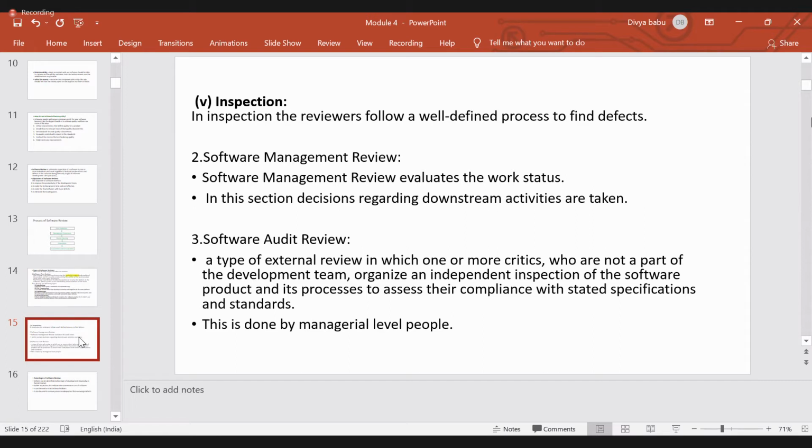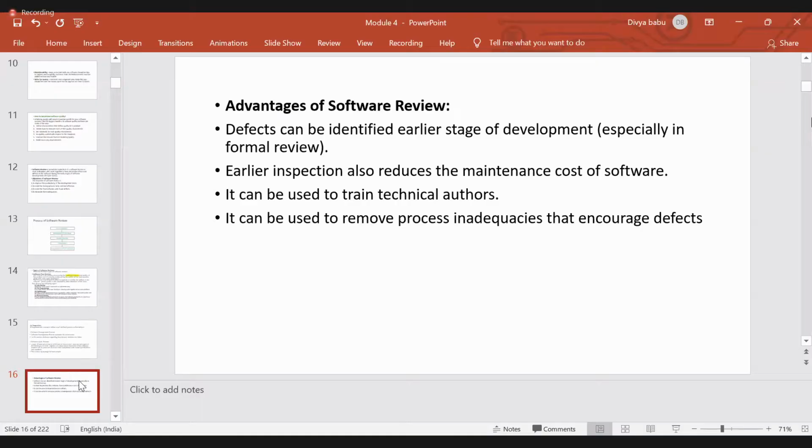Suppose some bugs are there, but they're not affecting your product directly. As a programmer, as a team member, you may try to hide that. Instead, if there is a third-party member, definitely he will tell those compliance issues. So that is the need of a third-party review. This is done by managerial level people, or they will assign someone from outside.